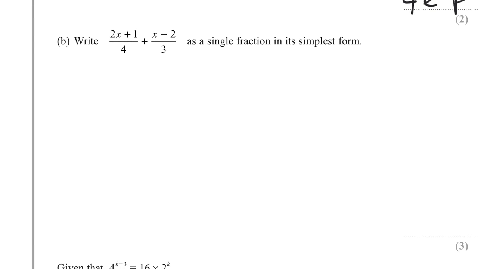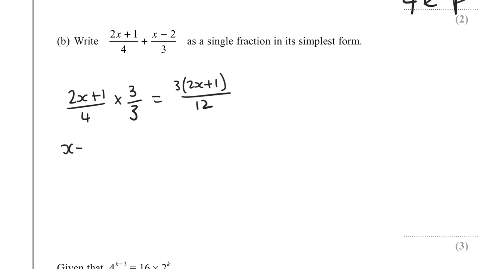Part B. Write this as a simple fraction in its simplest form. Forget about algebra. When we add fractions, what do we need? You need a common denominator. And we need a common denominator. What's common between 4 and 3? 12, okay? So that means 2x plus 1 over 4. I need to multiply this by 3 over 3 to get a common denominator. So I'm going to get 3 lots of 2x plus 1 over 12.